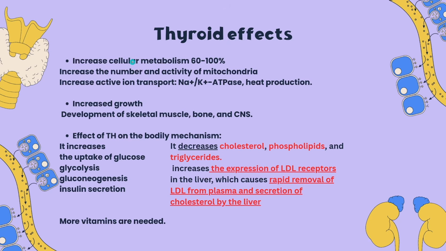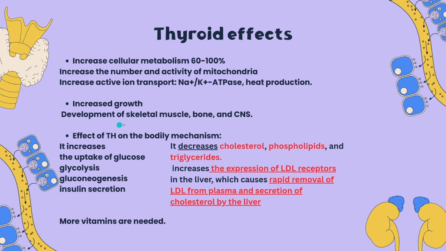Thyroid effect. We already talked about this. Now let's focus on the bodily mechanism. We said that it increases blood sugar. So we'll have an increase in uptake of glucose, increase in glycolysis since we take more glucose, and gluconeogenesis to form glucose. And if you want to maintain the uptake and glycolysis, since we have high blood sugar, we're gonna need more insulin secretion. So the thyroid hormone also incorporates the endocrine part of the pancreas to work with it by making it secrete insulin.